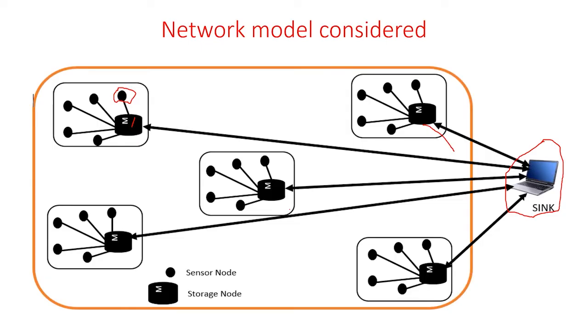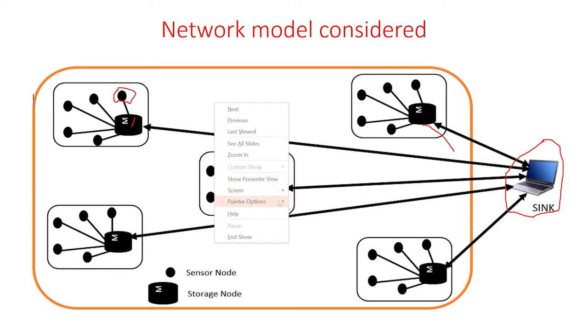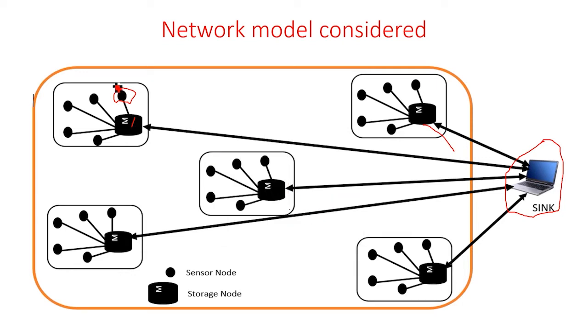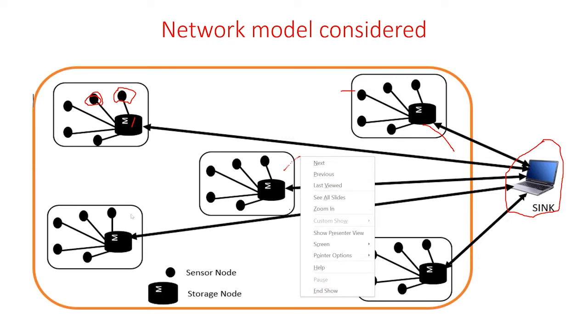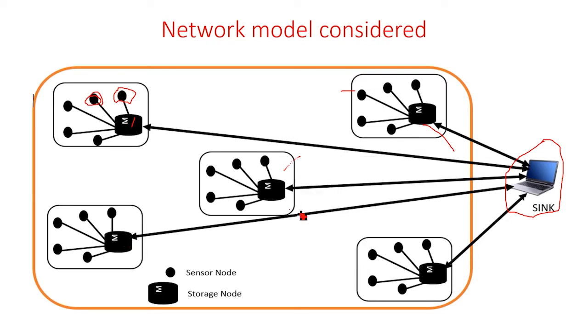So this is the network model that we considered. In this network model, we have these sensor nodes, and each sensor node will send data to a storage node. We can have different cells, where each cell is sending data to its own storage node, and the sink here can send range queries to the storage node.